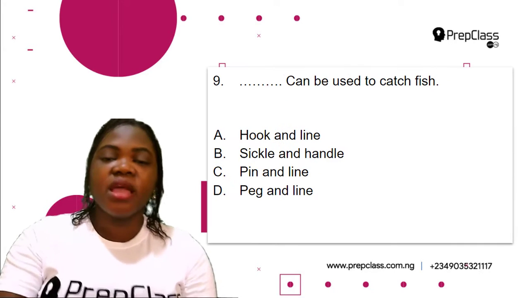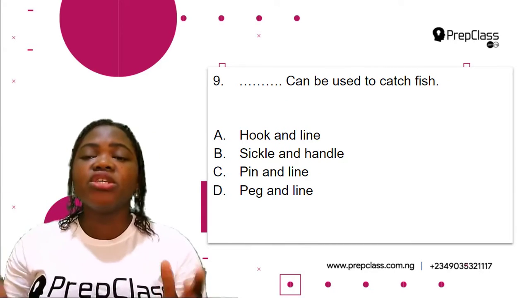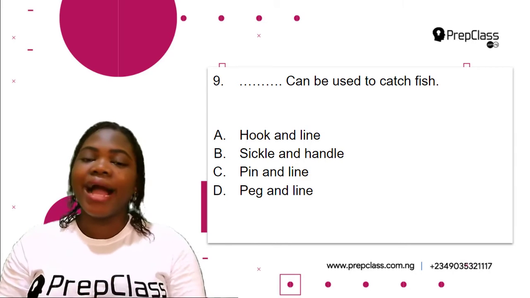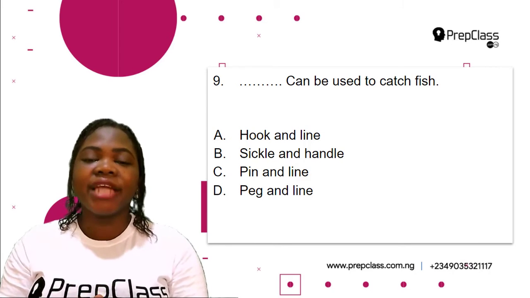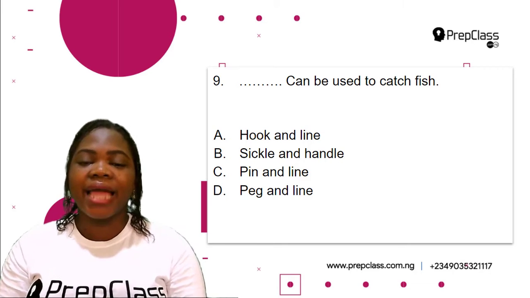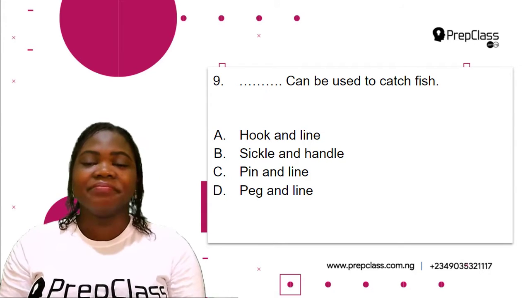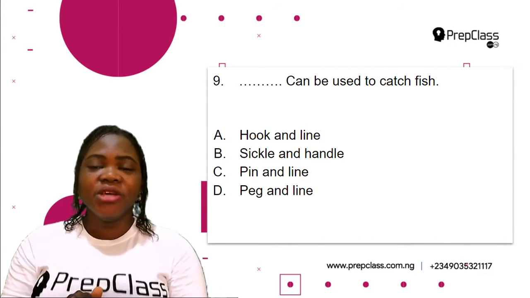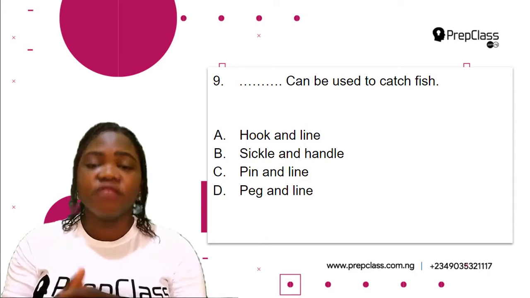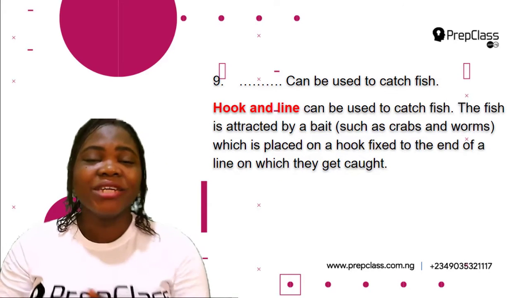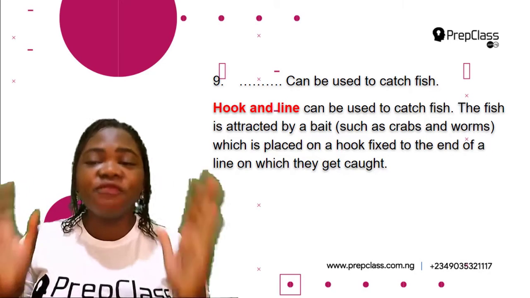Check. Question 9. Dash can be used to catch fish. A. Hook and line. B. Sickle and handle. C. Pin and line. D. Peg and line. This is actually very easy. So what do fishermen use to catch fish? They use hook and line. Hook and line is used to catch fish.